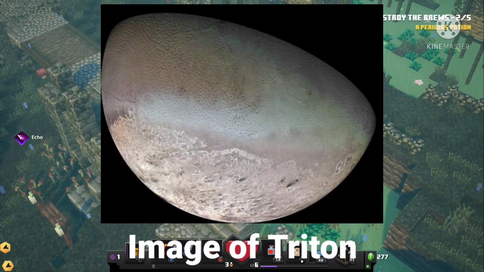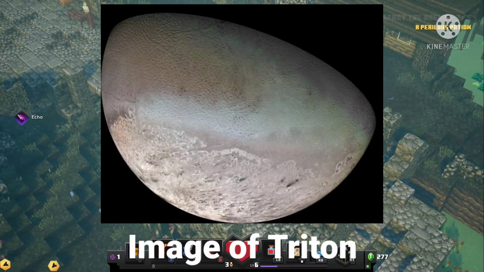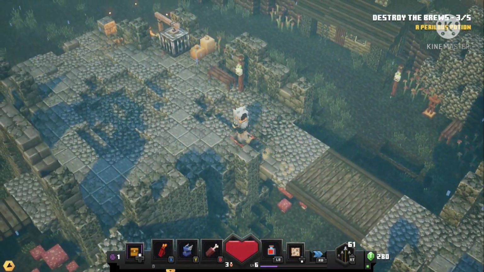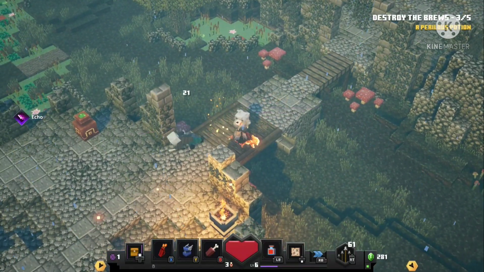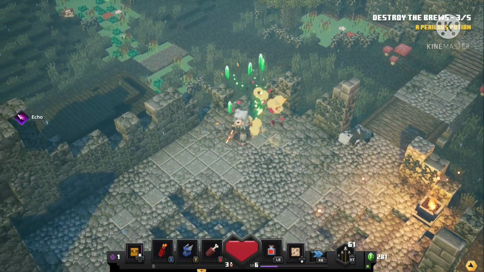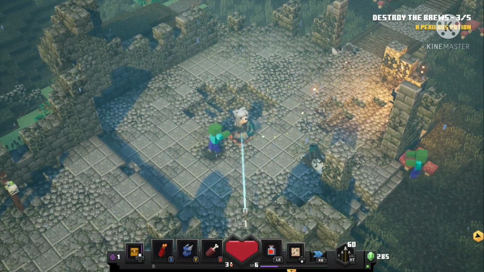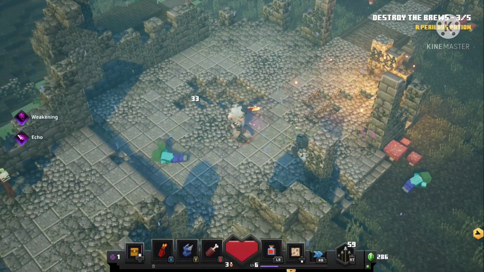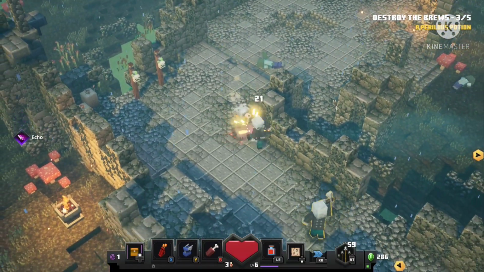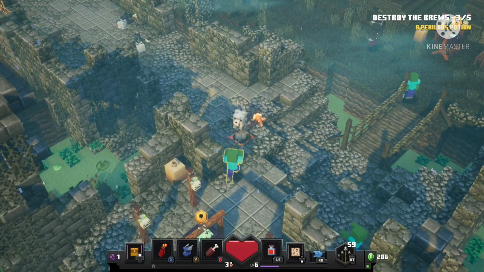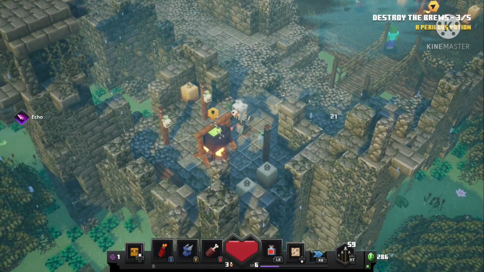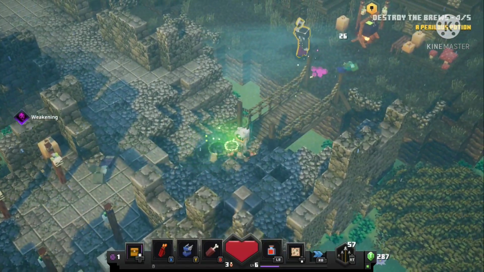Triton is the largest moon of Neptune and was the first Neptunian moon to be discovered, in 1846. It is the only moon of its size in the solar system with a retrograde orbit, which is an orbit in the opposite direction of a planet's rotation. This is strange because all other moons that have this type of orbit are much smaller than Triton. The largest moon other than Triton that does this is only 8% of the size and only 0.03 the mass of it.